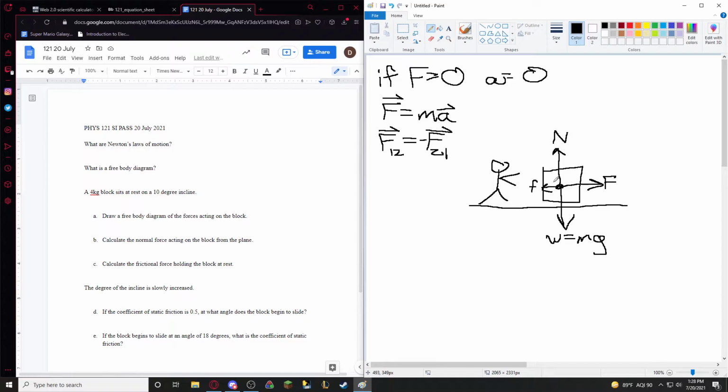So, what if I were pushing the block along at a constant speed? How would this free body diagram change?